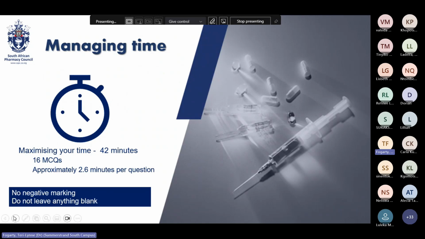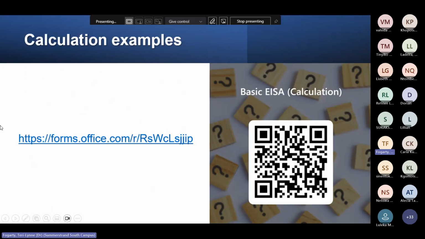Right, so the next slide has got a link on it. If you've got a smartphone that can scan this QR code, you can either type the link into your browser or you can scan the code. And there are 10 calculation questions for you to answer. And then we will talk through each of those questions.